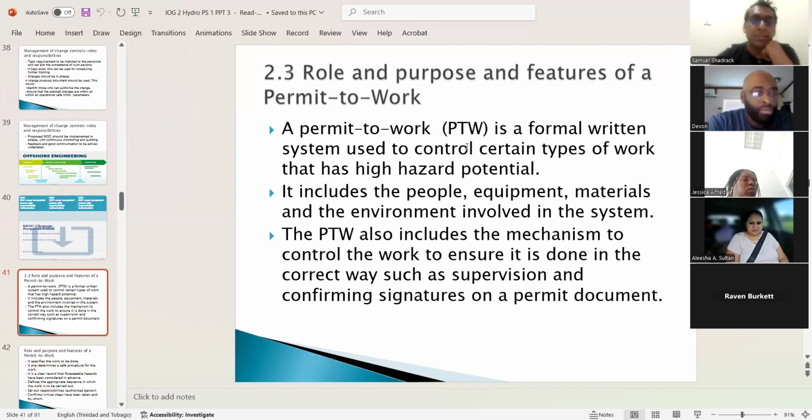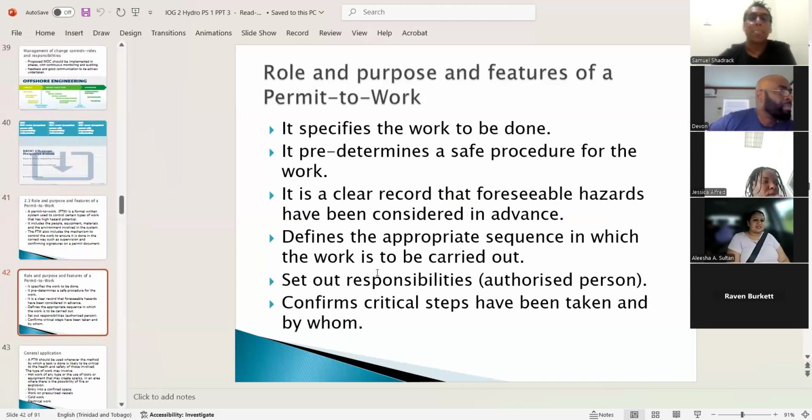Permit to work. Out of all of them we did, I think contractor management is something I would like to see, but permit to work is kind of the best one for the exam, right? So permit to work is a formal written system used to control certain types of work that has a high hazard potential. It includes the people, equipment, materials, and the environment involved in the system. The permit to work also includes the mechanism to control the work to ensure it is done in the correct way, such as supervision and confirming signatures on the permit document.